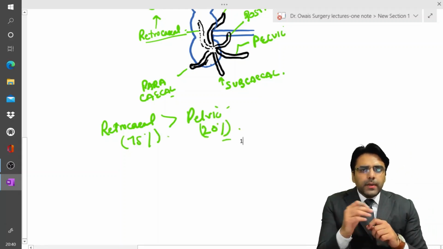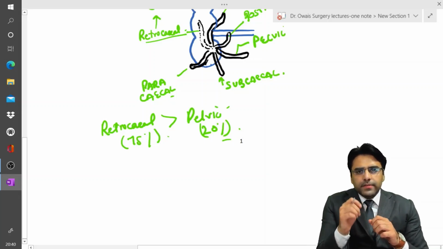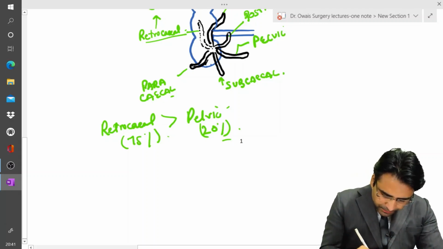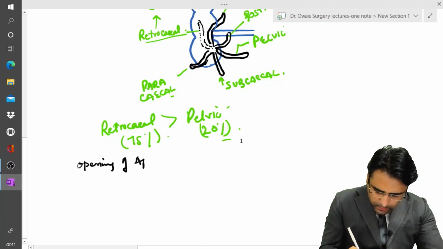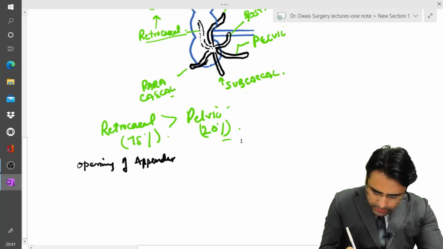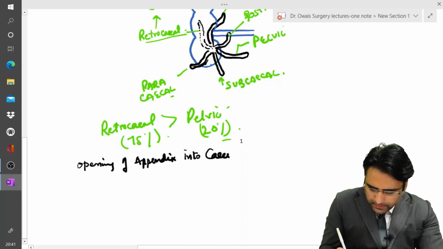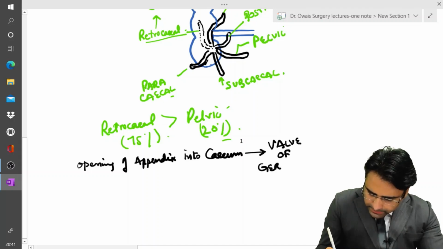Now, the opening of the appendix into the cecum is guarded by a valve which is termed the valve of Gerlach. So another important point is that the opening of the appendix into the cecum is guarded by the valve of Gerlach.